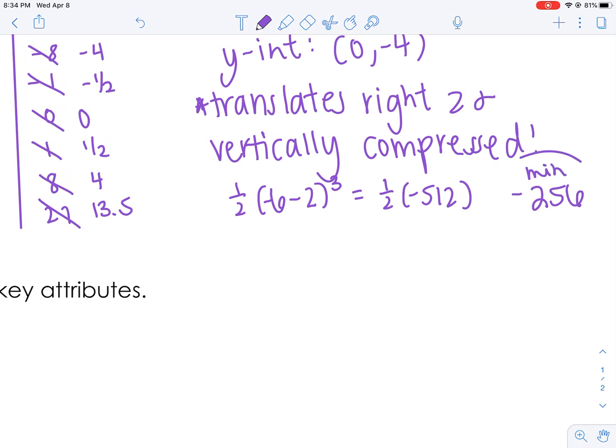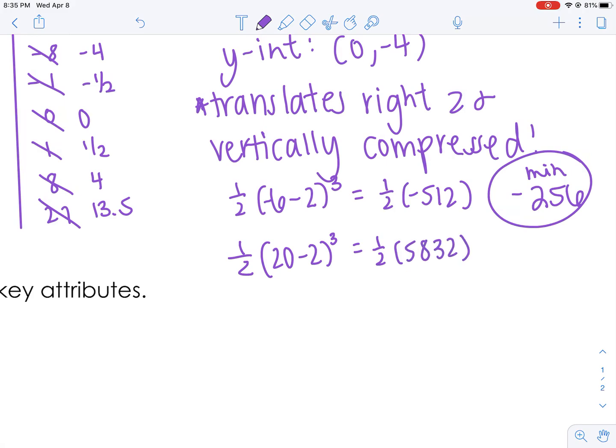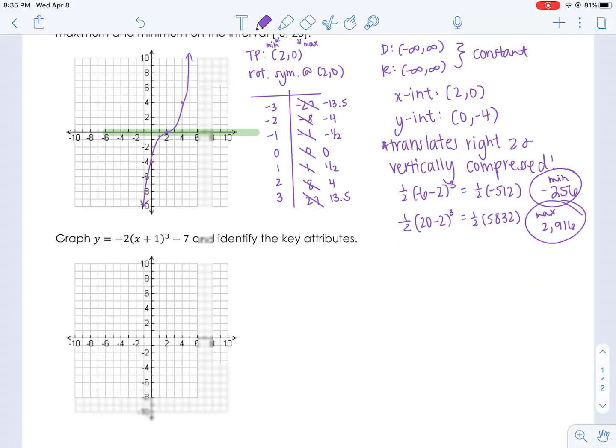My bad. To do the maximum, now I'm just going to plug in 20. So now I'm going to do (20 - 2) cubed. So parentheses first, 20 minus 2 is 18. 18 times 18 times 18 is 5,832. And then divide it by 2. I'm just splitting it in half. My maximum is going to be 2,916. So way off of the graph there.